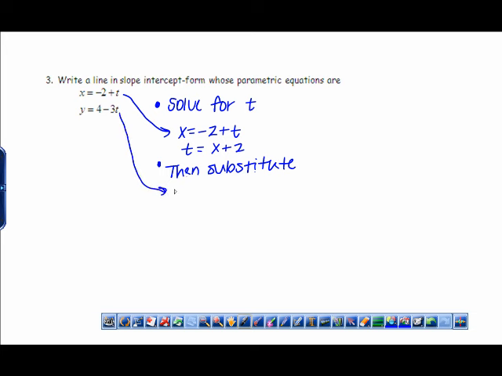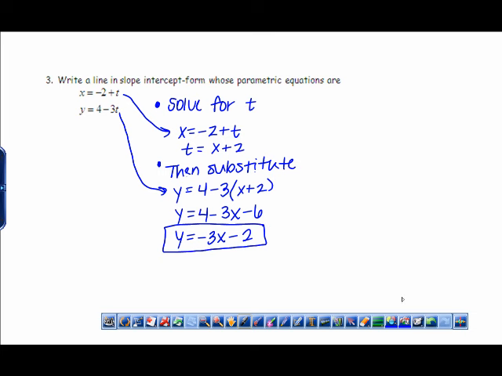All right, so then I'm going to have y equals 4 minus 3, and instead of t, I'm going to write what t equals, which we just found, x plus 2. Now notice I already have an equation with just an x and a y, and all I need to do is clean it up. So then that's going to be y equals 4 minus 3x minus 6, and then writing this in good slope-intercept form, y equals -3x minus 2.